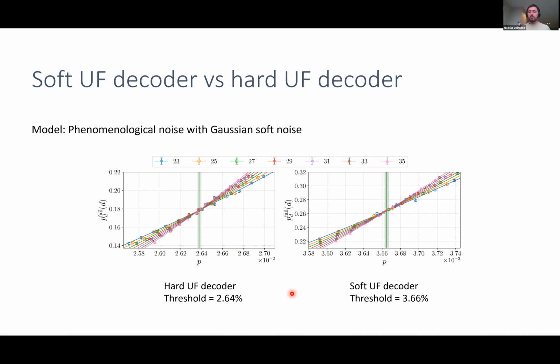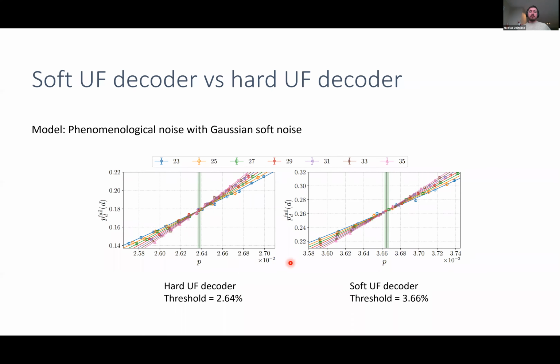One way to measure the performance is to compute the threshold. So below this threshold, the performance gets better when the size of the system increases. So we see that the logical error rate goes down, and above the threshold, the logical error rate goes up, and we cannot use our codes. So this error threshold is the error rate that we can tolerate with this code. And it moves from 2.6% for the hard decoder to 3.6%. So we have a significant jump in the threshold and an even bigger jump below threshold.